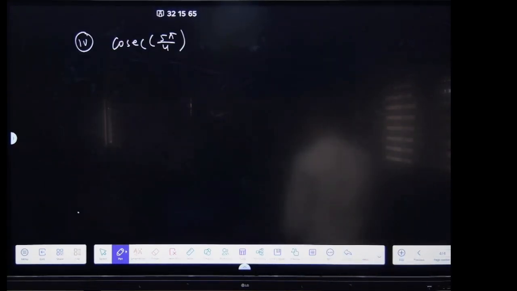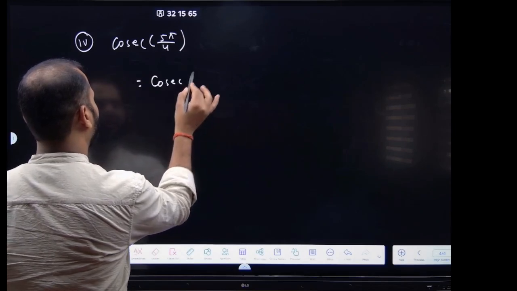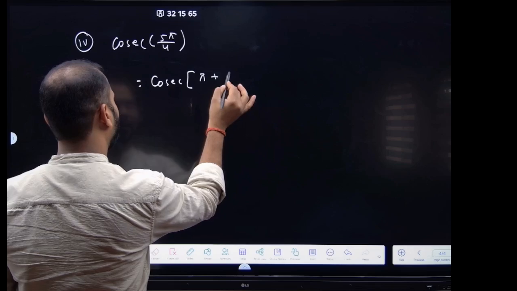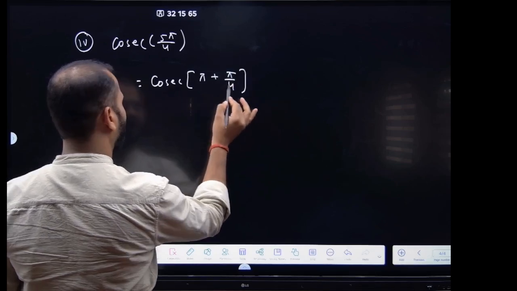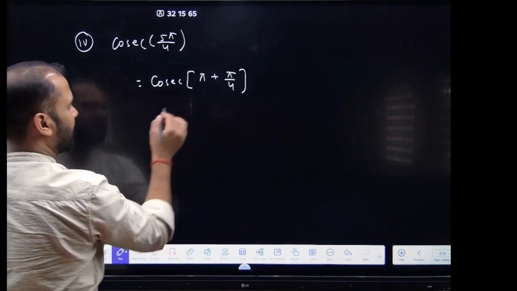What is the meaning of pi? 180, yes or no? Either you convert it into degree or you just treat pi as 180 degree. So what should I write? Pi plus or pi minus? Plus, right, because 5 by 4 is there. So I can write cosecant of pi plus pi by 4. 4 plus 1 is 5, right? This 5 is more than 4, meaning plus sign will be there.